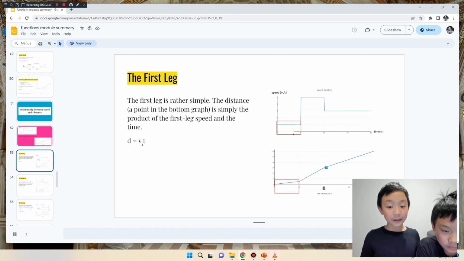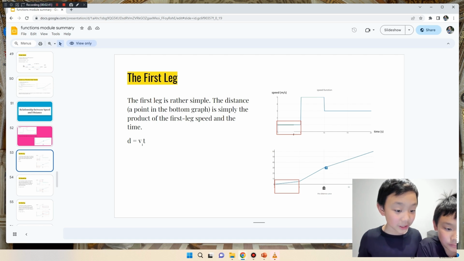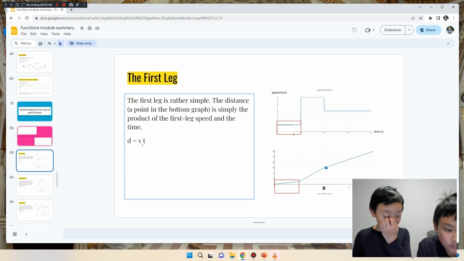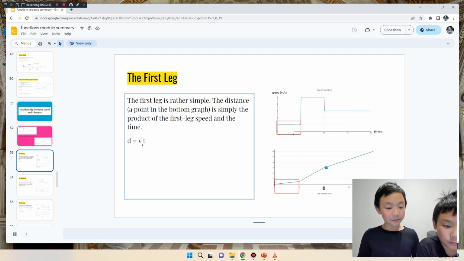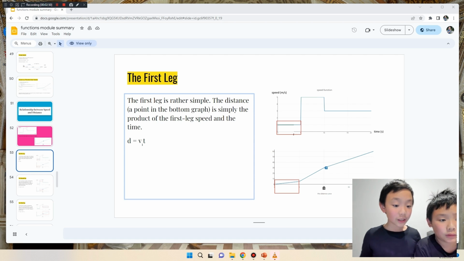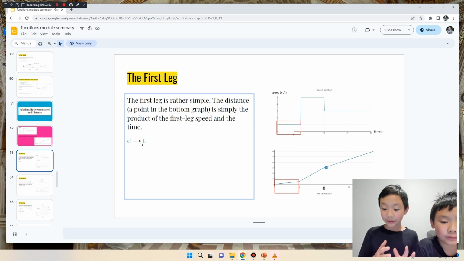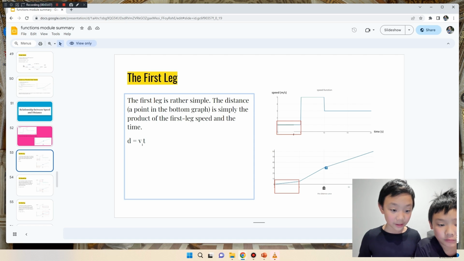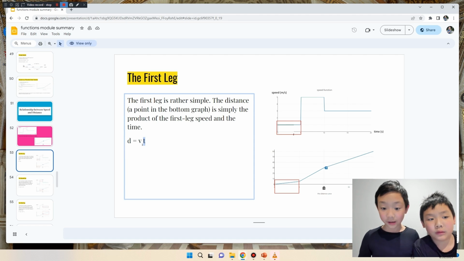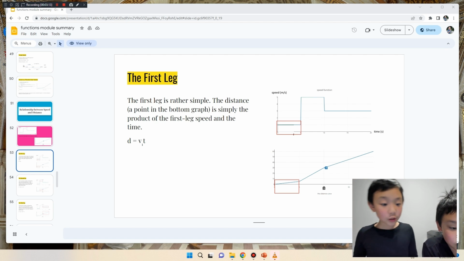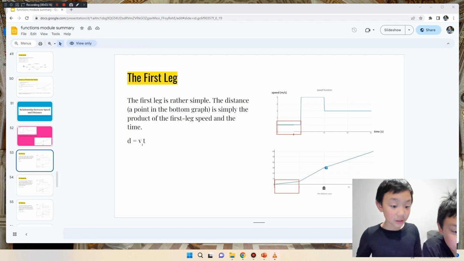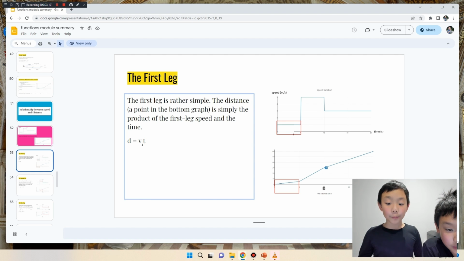But now we're going to teach you how to get the distance of each leg. The first leg is basically just the normal thing: D equal to V1 times t. V1 is just a name, it's just the speed. That's the distance and that's the time. So to get it, you times the speed by the time. This equation is basically timesing V1 and t to give you a point on this graph.